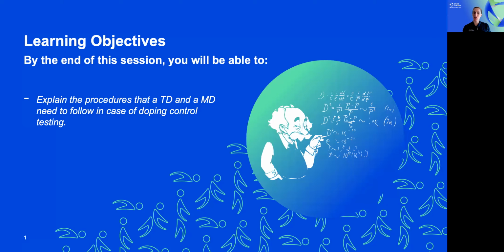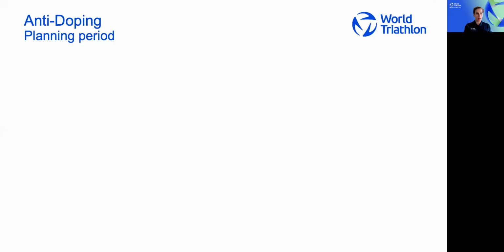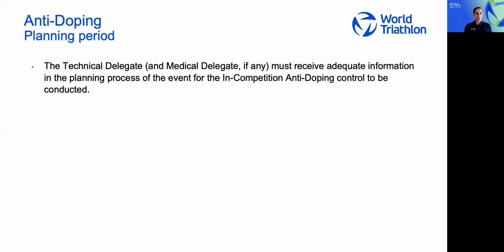By the end of this session, you will be able to explain the procedures that the technical delegate or a medical delegate need to follow in case of doping control testing. First of all, at the planning period, the technical delegate and the medical delegate, if you have any at your events, must receive adequate information in the planning process of the event for the in-competition anti-doping control to be conducted.